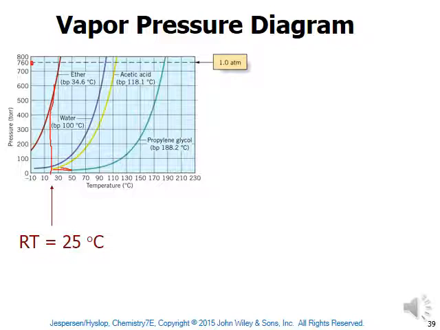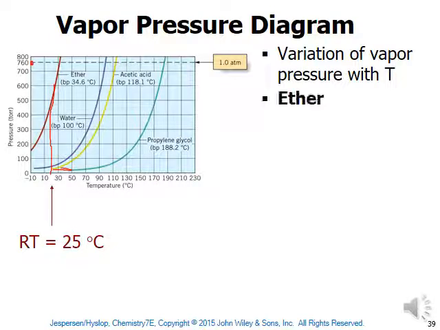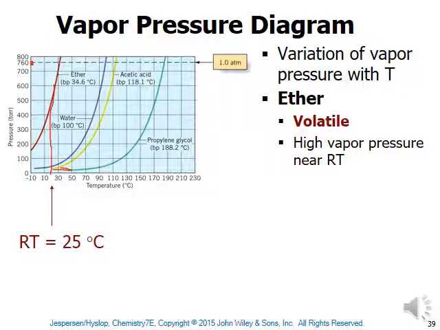That means more of it turns into a gas at room temperature, so there's more gas above the liquid. Water has the second highest vapor pressure, then acetic acid, and then finally propylene glycol. It's a very low vapor pressure. So if you have some propylene glycol, there'll be hardly any gas sitting on top of the liquid. If you have ether, there'll be very much gas just above the surface of the liquid.